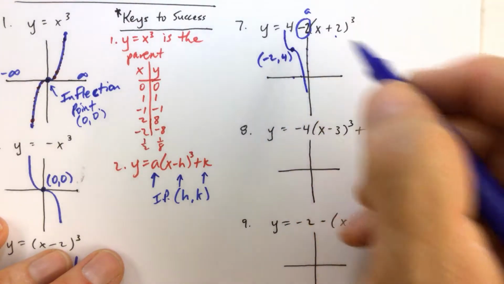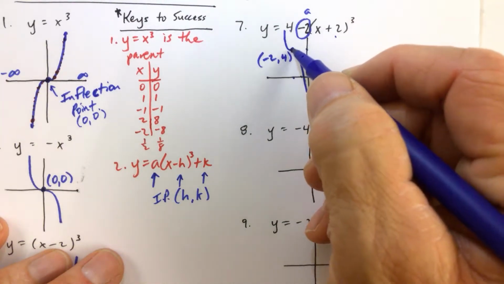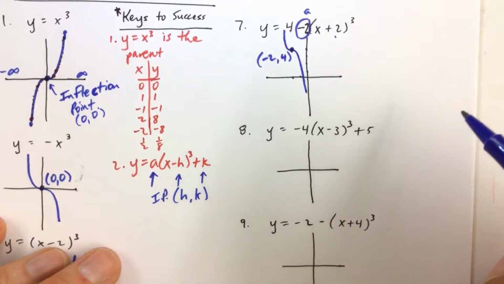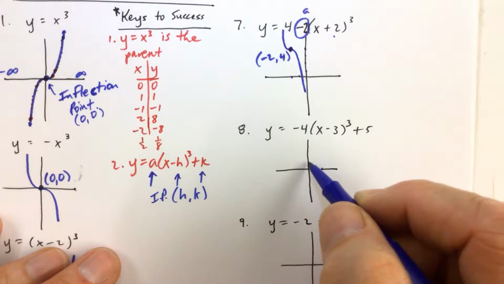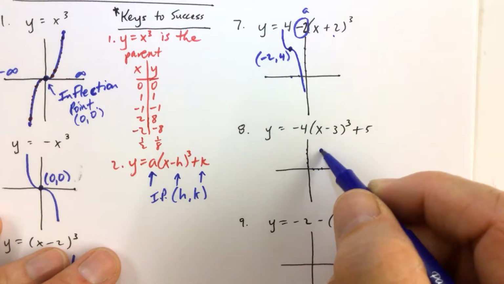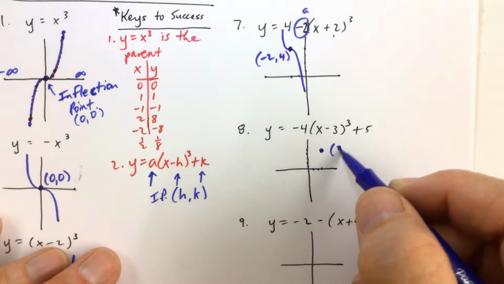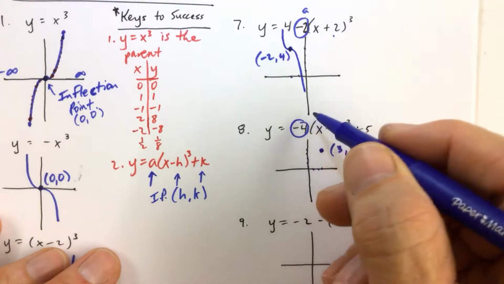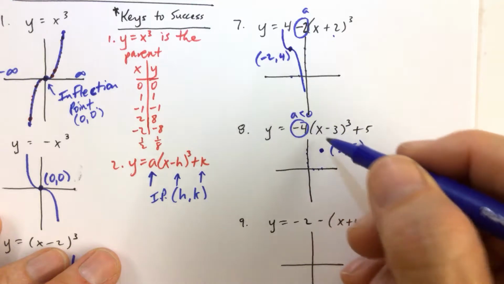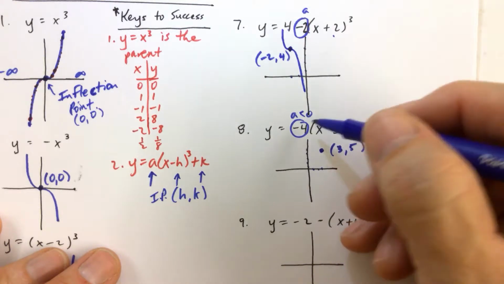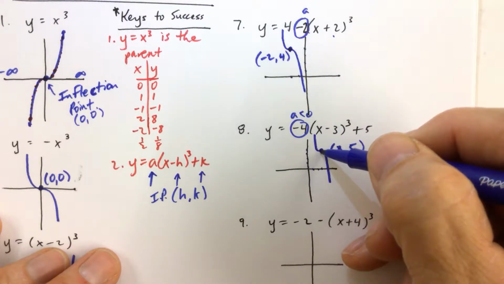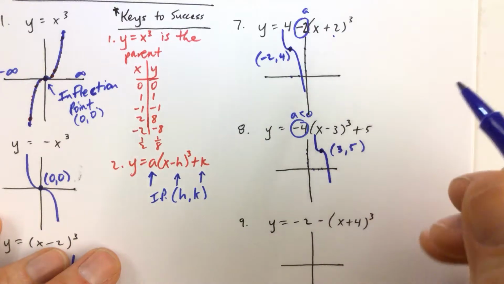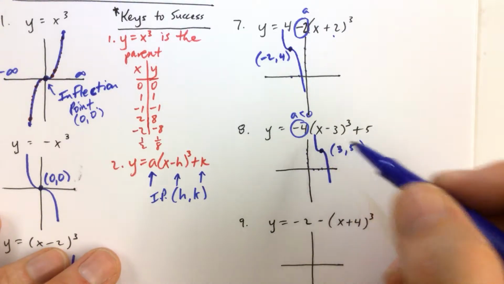And make sure you put a clearly labeled dot. For number 8, we can see we move 3 to the right and 5 up. 1, 2, 3, 1, 2, 3, 4, 5. And we put our inflection point right there at 3, 5. We know that since a is negative, it's going to be decreasing from left to right, but also really steep. It's going to be steeply decreasing. And a clearly labeled point right there, inflection point. So label it, show it, and that's all you need to do.